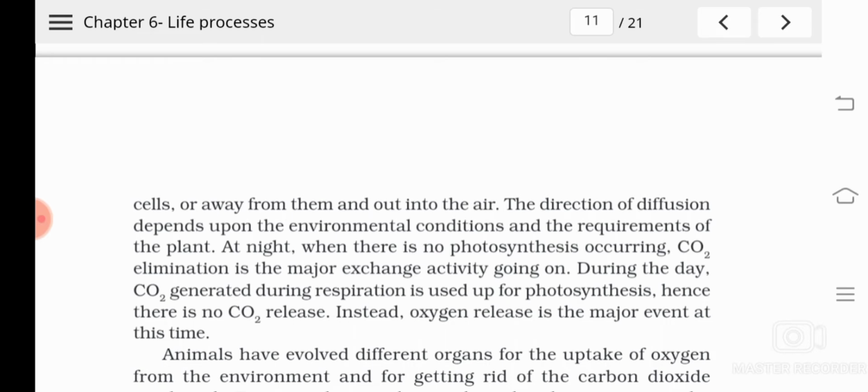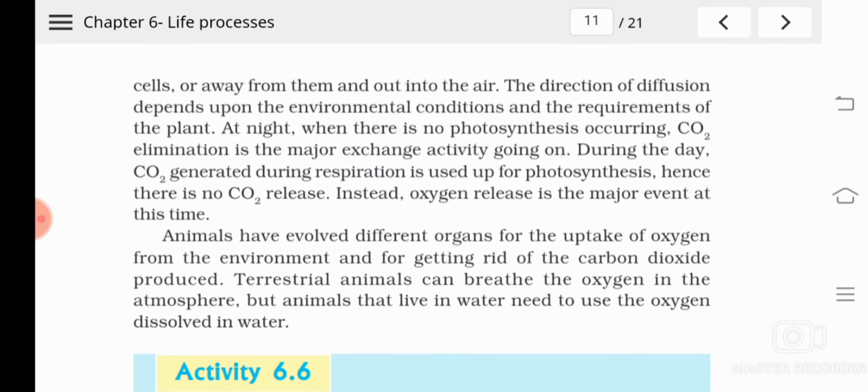Why is it so? Because during daytime both photosynthesis and respiration take place, but the rate of respiration is less when compared to the rate of photosynthesis. So the carbon dioxide released by the plants will be utilized for photosynthesis, and there will be no net release of carbon dioxide. Understood? This is the reason why it is not advised to keep plants in our bedroom, because at night time the plants release carbon dioxide. Understood? Because only respiration is going on.